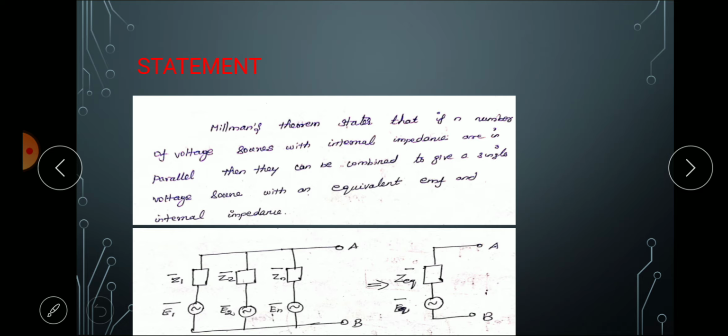The statement: Millman's theorem states that if n number of voltage sources with internal impedance are in parallel, then they can be combined to give a single voltage source with an equivalent EMF and internal impedance.